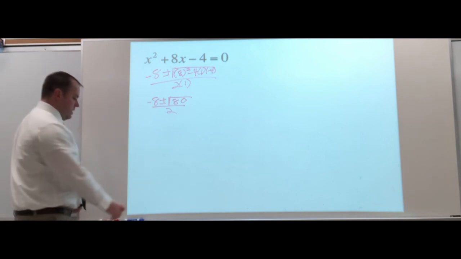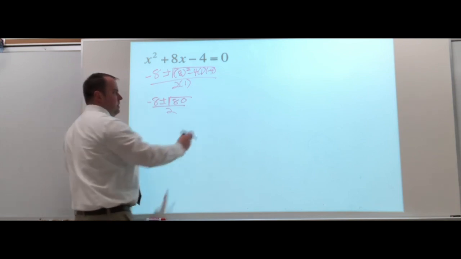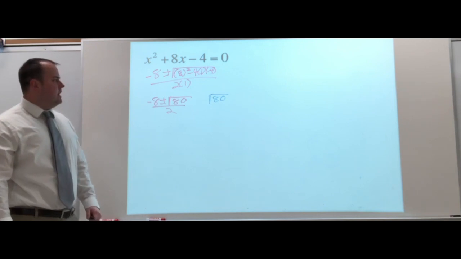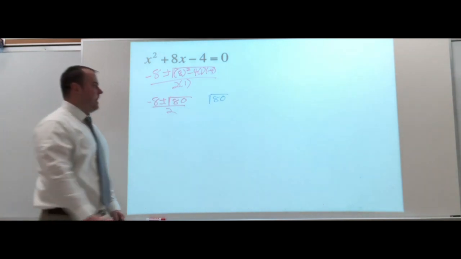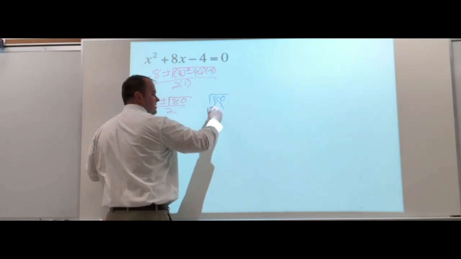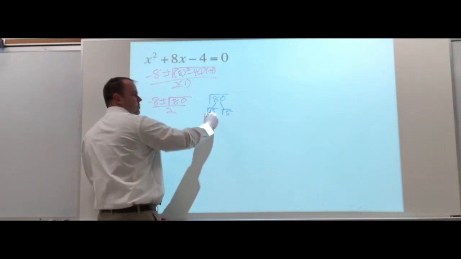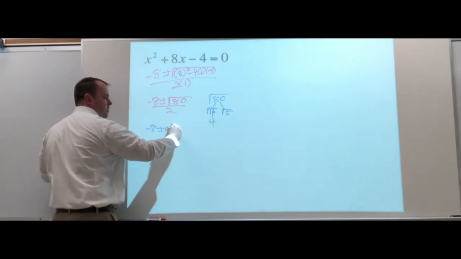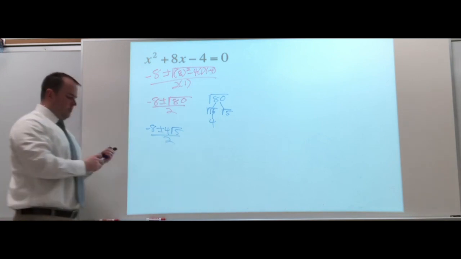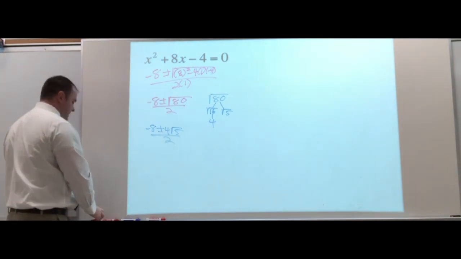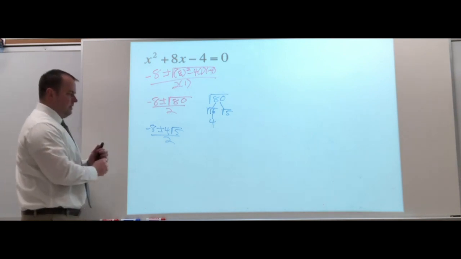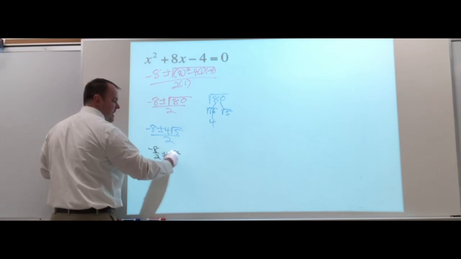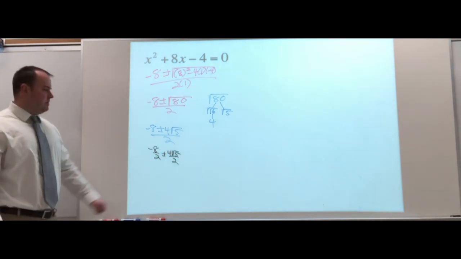Now we're going to go to the side, square root of 80, and think about what's the highest perfect square that goes into 80. I'm going to say it's going to be 16 and 5. Square root of 16, square root of 5. The square root of 16 goes to 4. Negative 8 plus minus 4 square root of 5 over 2. So again, we can't combine anything, so I'm going to write these as 2 small fractions: negative 8 over 2 plus minus 4 square root of 5 over 2. And simplify what can be simplified.